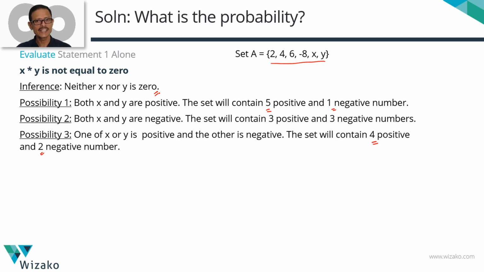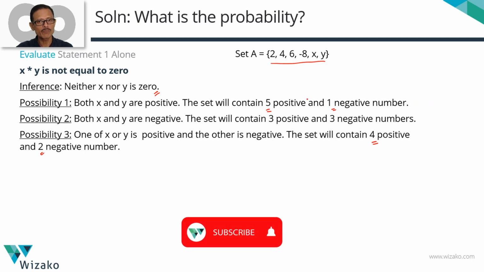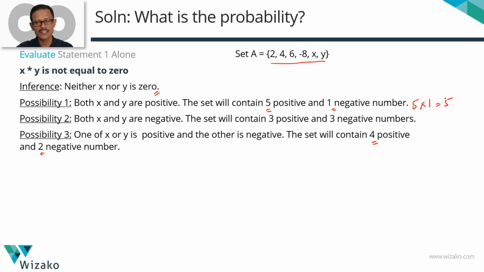Will we get a unique answer with this? We won't. Let's just compute the numerator of the probability. The probability comprises 2 parts, one in the denominator and one in the numerator. The denominator is going to be selecting 2 numbers out of 6. That's common for all these 3 possibilities. In the first case, the probability that the product is negative, we need 1 positive and 1 negative number. How many ways can I select a positive number? I can do it in 5 ways. In how many ways can I select a negative number? That can be done in 1 way. So 5 into 1 equals 5.